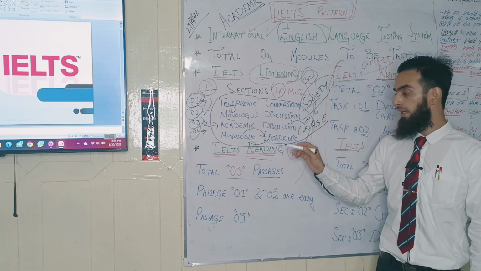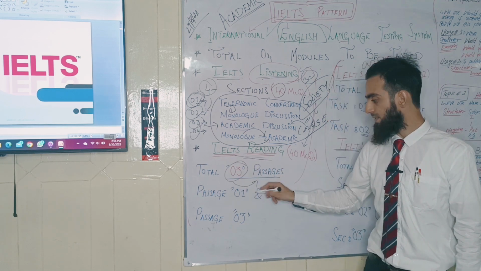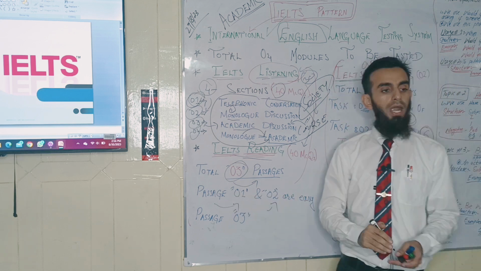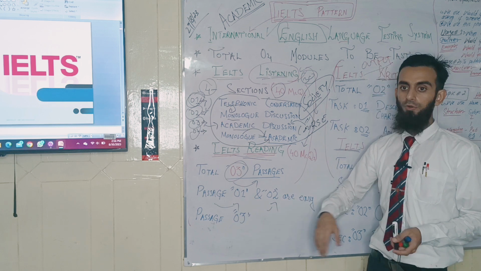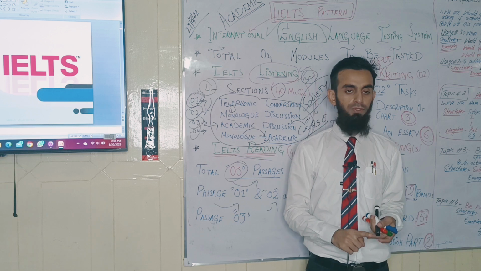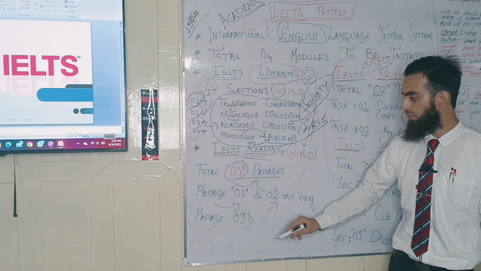In IELTS reading, you would go through 3 sections, 3 passages. Passages 1 and 2 are comparatively easier than passage number 3. There would be different kinds of questions like matching headings, true, false, not given, and fill in the blanks, right? Many other kinds of questions would be assigned to you in these 3 passages.